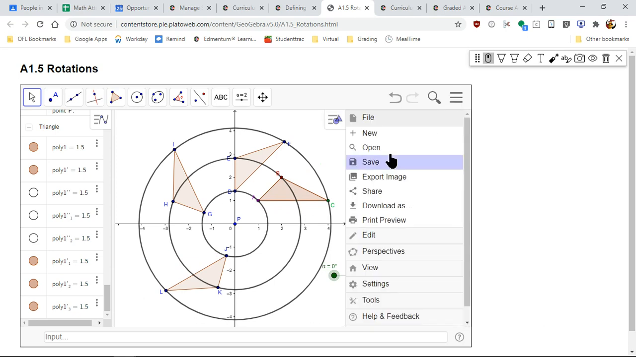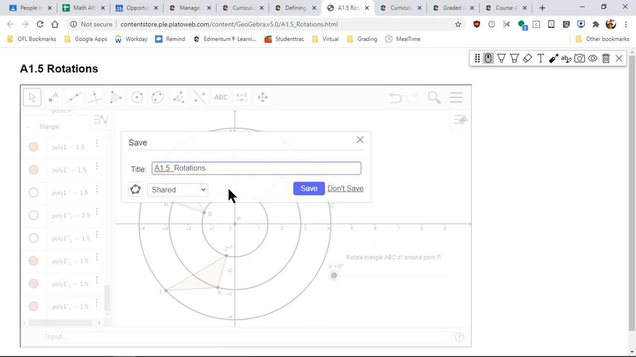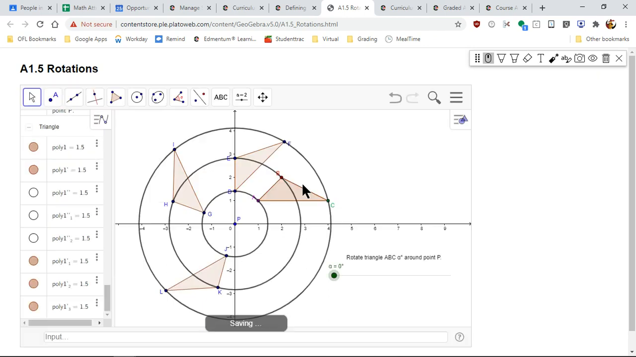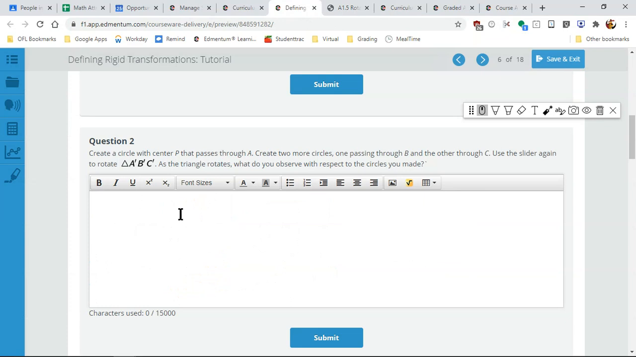Now to show that I've done this, I'm going to click share. Since I already have an account, it's already shared with me. So I'm just going to type in my name, Victor, and save it. This allows me to show that I did make these circles, and I'm going to write my observation. I'm going to write down that all the corresponding vertices fit within the circle. So this is kind of my proof saying that I did do it.